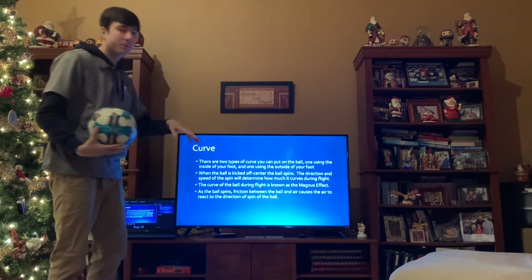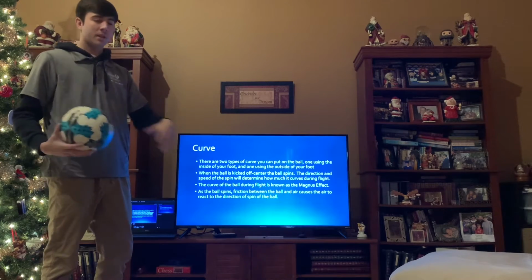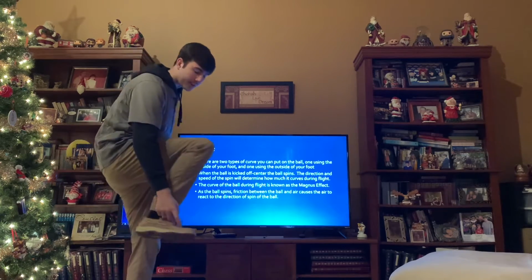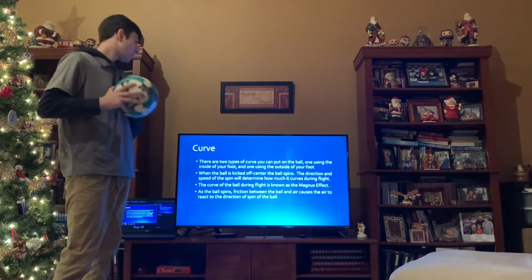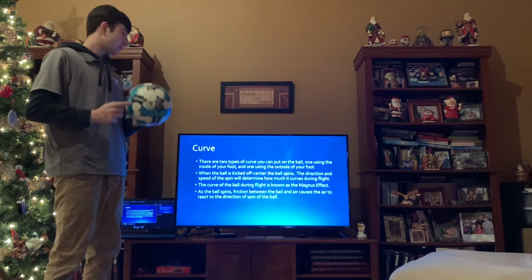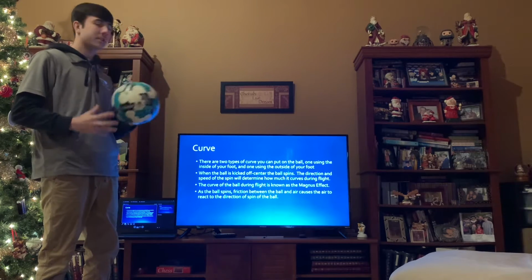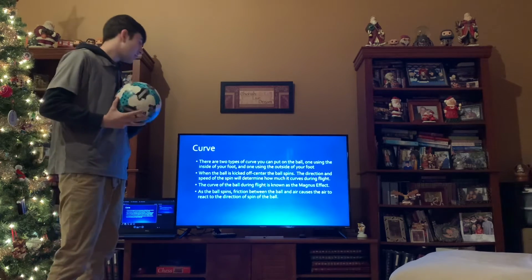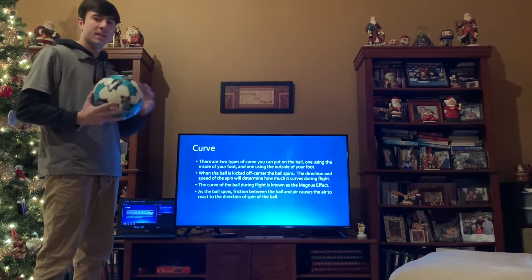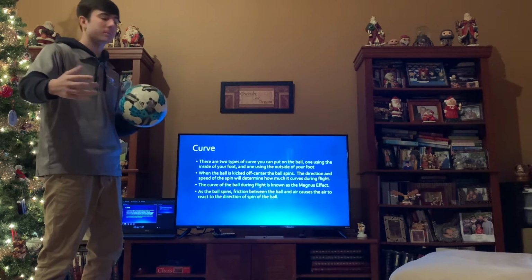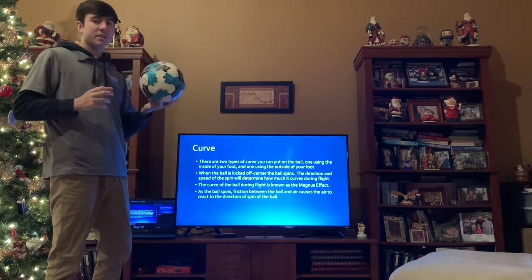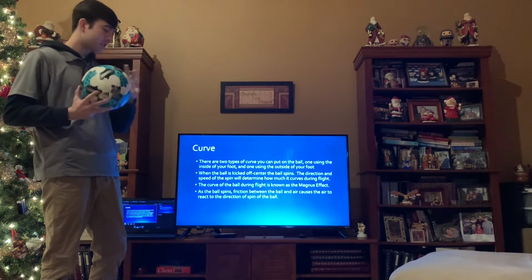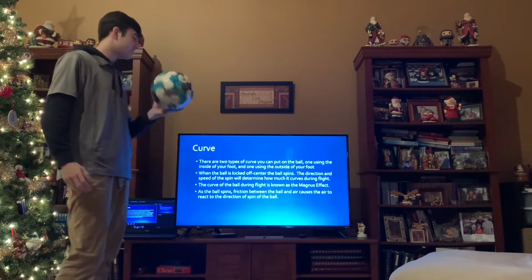So the first type of movement that we're going to talk about is the curve. And we already said that the curve can happen with the inside of your foot or with the outside of your foot. When the ball is kicked off center, the ball spins. The direction and speed of the spin will determine how much it curves during flight. So the curve of the ball during the flight phase is known as the Magnus effect, which is what we just talked about. As the ball spins, friction between the ball and the air causes the air to react to the direction of the spin of the ball.